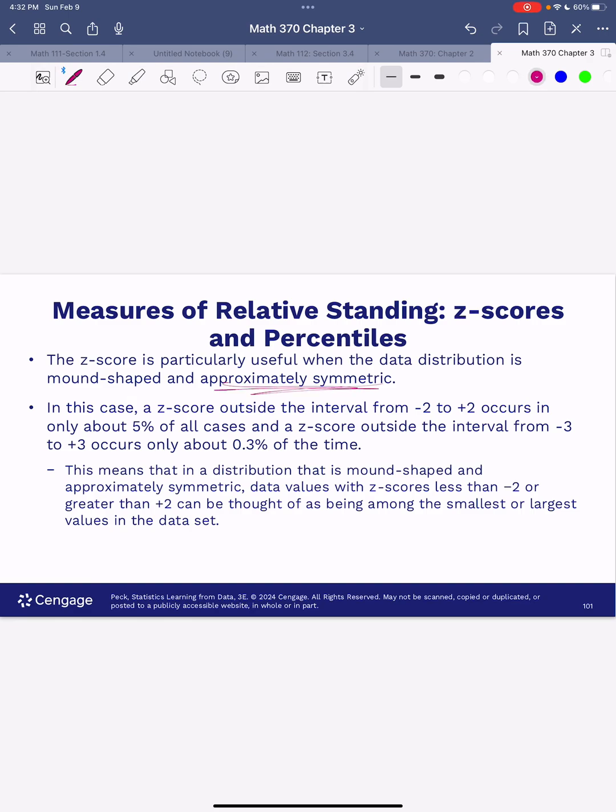If we find a z-score outside the interval from -2 to +2, we're going to see how this will only occur in about 5% of all cases. Therefore, a z-score outside the interval -3 to 3 is even less likely, only about 3% of the time.